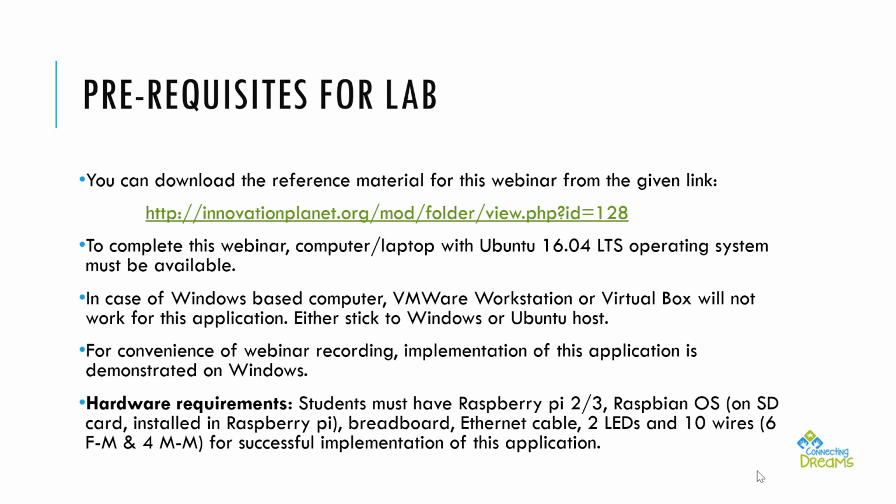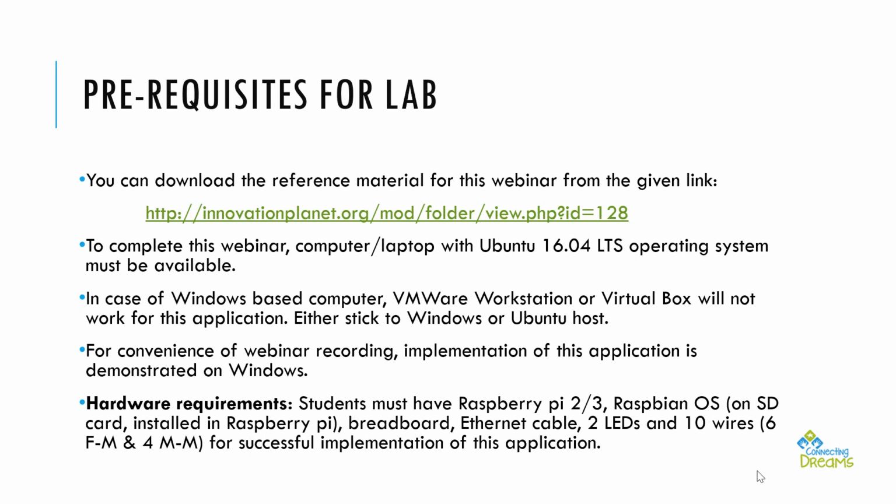There are certain hardware requirements for students to complete this application. The first is that the student must have either a Raspberry Pi 2 or 3. They should have a Raspbian OS installed on their SD card and connected with their Raspberry Pi. Students should have a breadboard, an Ethernet cable, 2 LEDs if they are going to work with 2 appliances, 2 switches, and 10 wires, where 6 will be female to male and 4 would be male to male.